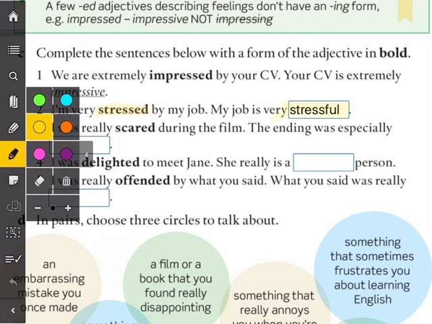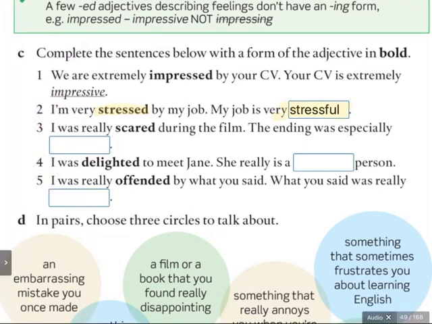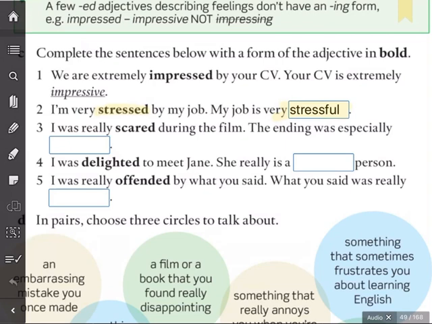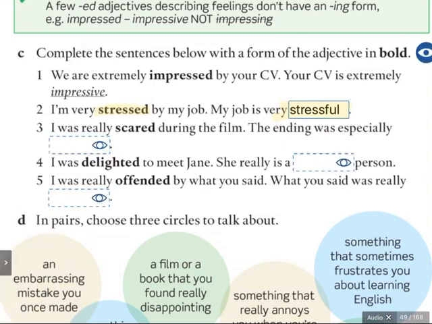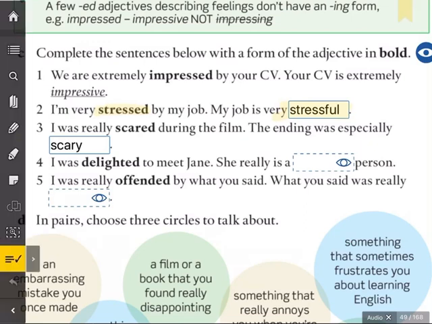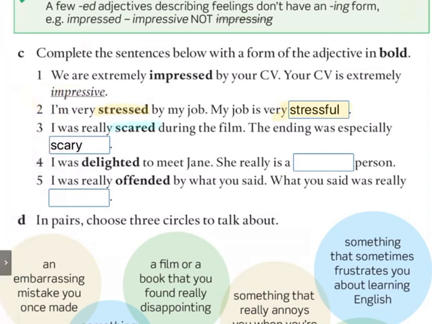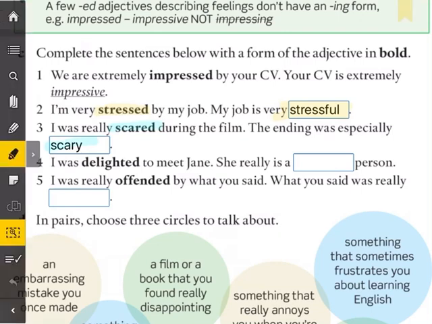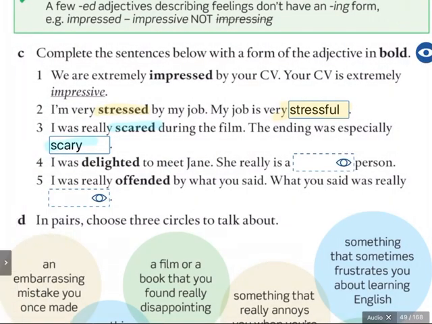Okay? Now, what about my next one? The next one is, I was really scared during the film. No, scared means frightened. The ending was especially, now I think you know this one because there was a kind of a parody movie maybe 15 years ago, maybe longer, which was called what? Scary Movie, no? So I was really scared during the film. The ending was especially scary. So here we have scared and scary. Now what about number 4? I was delighted to meet Jane. No, delighted to meet you.